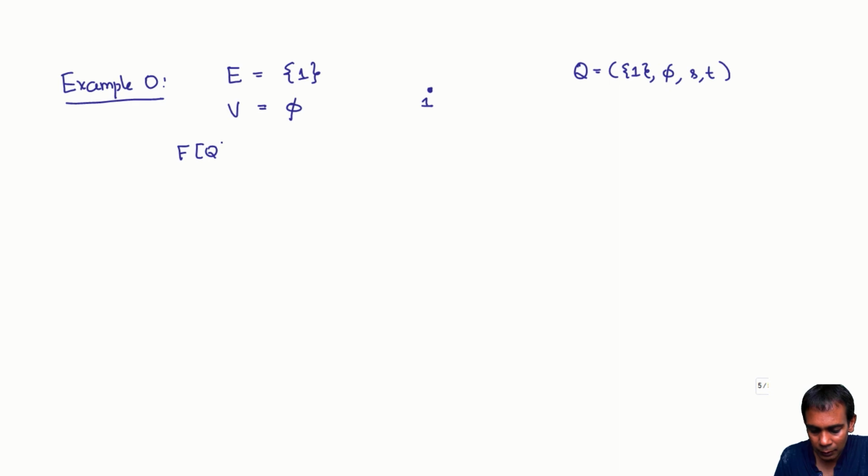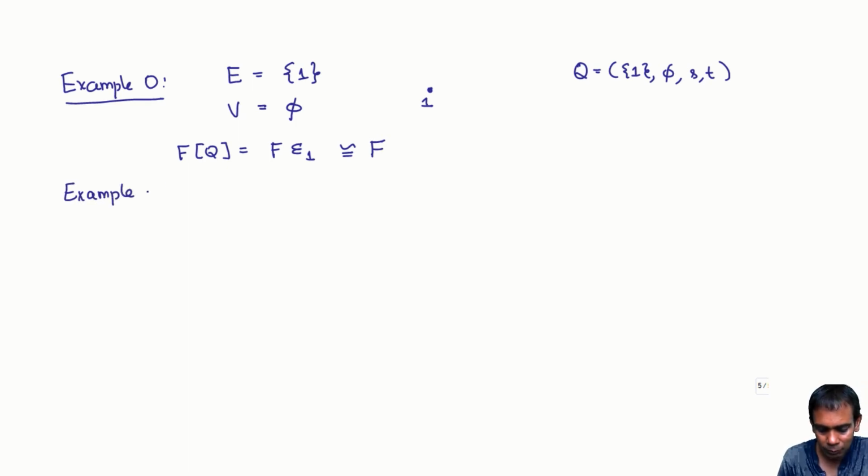What are the paths? There's only one path, which is epsilon 1, the empty path from 1 to 1. And if you multiply epsilon 1 by itself, you get epsilon 1. This is just isomorphic to the field F, which we think of as a ring. Okay, so that's a trivial example.